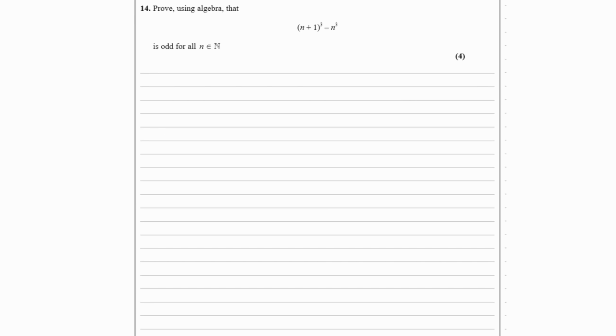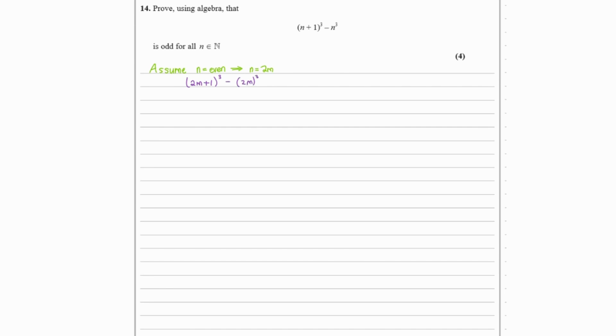So what we can do is start by checking it for an even number. Assuming that n is equal to an even number would imply that n is equal to a multiple of 2, so we can call it 2m. If we then substitute 2m into all the places where we've got n, we can rewrite this as (2m+1)³ − (2m)³.